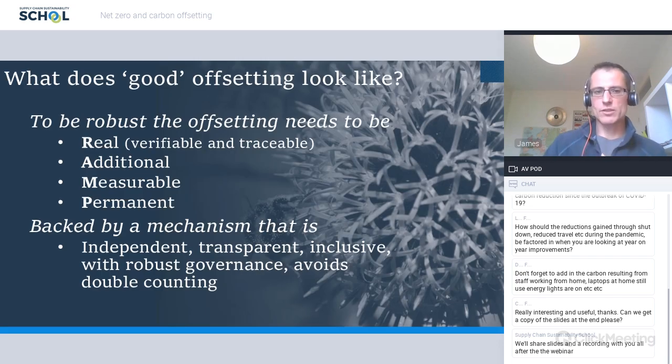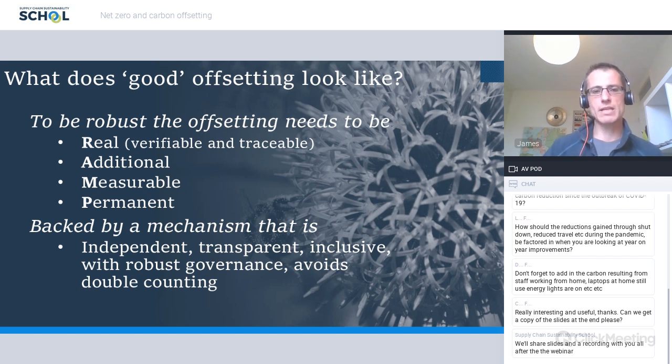And then to allow the actual project to work, it needs to be backed by a mechanism or a program that is independent. They've got no vested interests. They're not biased. They don't have a profit share gain out of it. They are transparent with robust governance. You can see how they invest and where they invest the money. They need to be inclusive. They need to make sure that certain communities are not excluded from this.